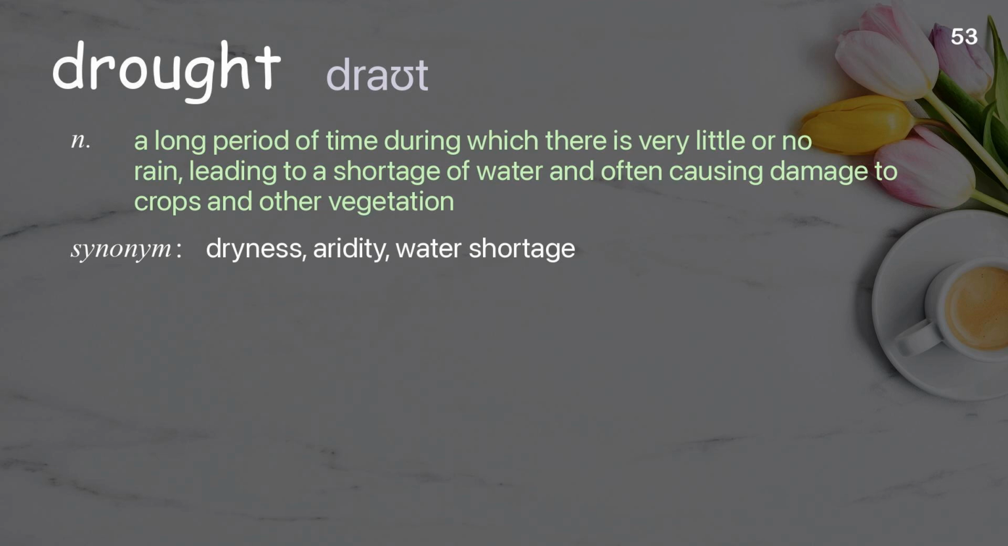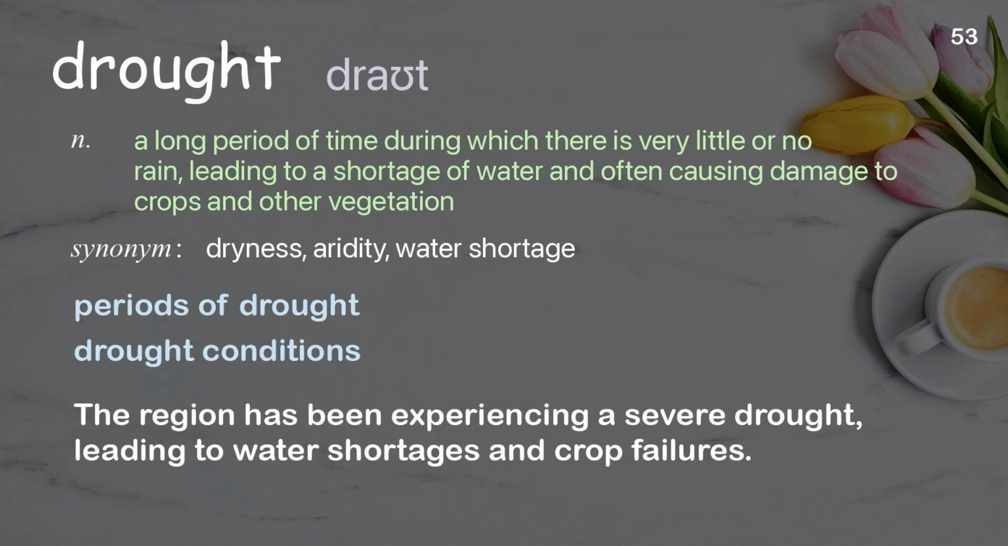Drought. A long period of time during which there is very little or no rain, leading to a shortage of water and often causing damage to crops and other vegetation. Examples: periods of drought. Drought conditions. The region has been experiencing a severe drought, leading to water shortages and crop failures.